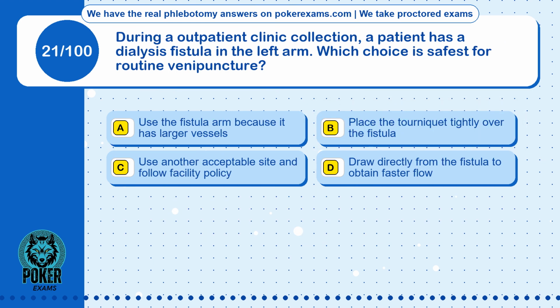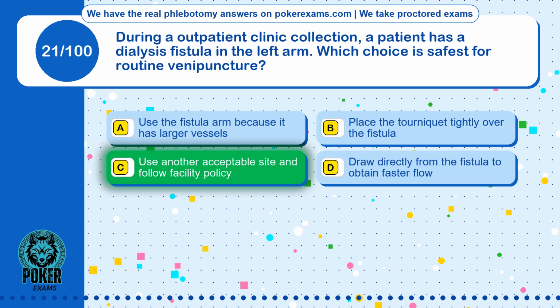Question 21. During an outpatient clinic collection, a patient has a dialysis fistula in the left arm. Which choice is safest for routine venipuncture? Option A. Use the fistula arm because it has larger vessels. Option B. Place the tourniquet tightly over the fistula. Option C. Use another acceptable site and follow facility policy. Option D. Draw directly from the fistula to obtain faster flow.